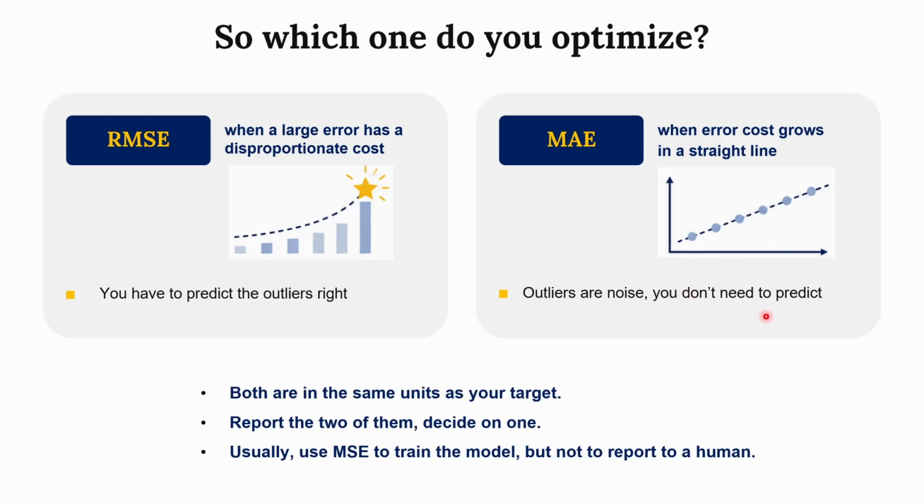Okay. So both are in the same units as your target. You should report the two of them, but decide on only one. Usually, mean squared error you use to train the model, but not to report to a human, since its units are just weird.